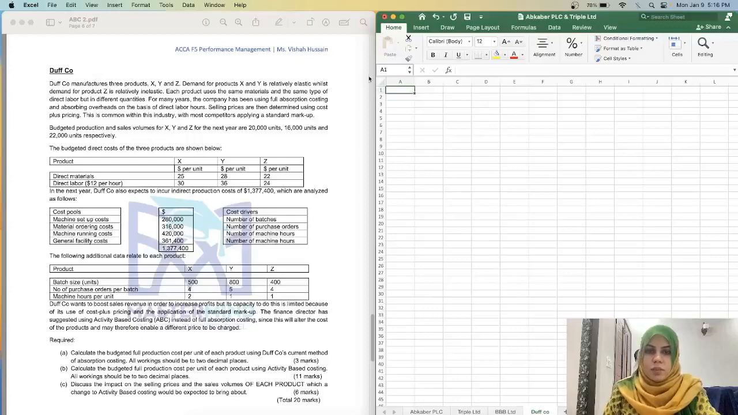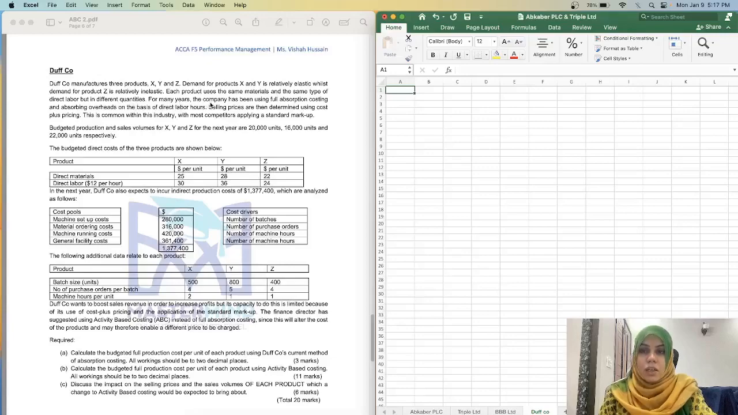Now for Duff Company, we have two parts that we need to compute, and the third one is for discussion. So let's read this first. It says Duff Company manufactures three products X, Y, and Z. Demand for products X and Y is relatively elastic, whilst demand for product Z is relatively inelastic. Each product uses the same materials and the same type of direct labor but in different quantities.